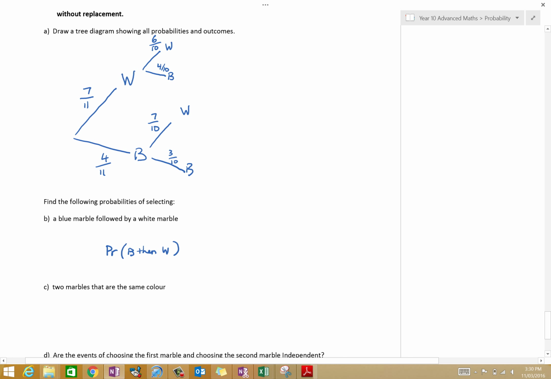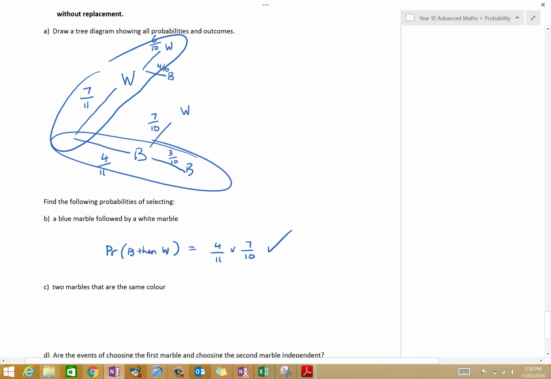Let's just finish this off. Probability of blue, then white is 4/11 times 7 over 10. Beautiful. For two marbles of the same colour, you would have to go that plus that, and so on. All right? I would like you to try and have a go at questions E and F.